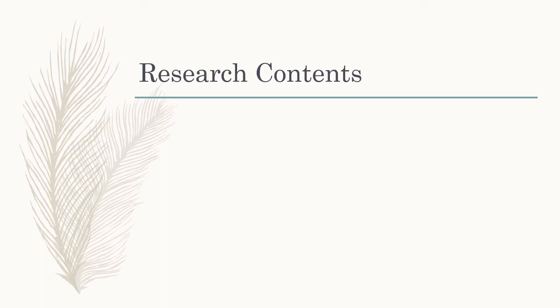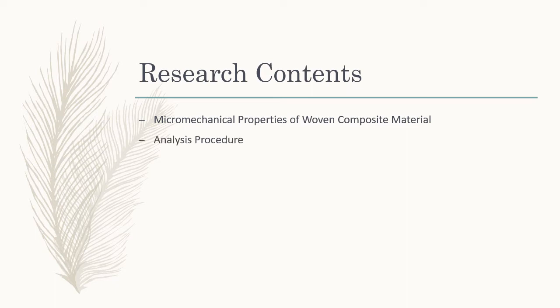So let us look at the research contents. We will at first talk about the micromechanical properties of woven composite material. What will be the parameters? Then we will see the analysis procedure, and then the buckling condition, which we will actually use to solve this problem. Then we look at the material definition, the material properties that we have used for this research, and finally we will discuss the parametric results.